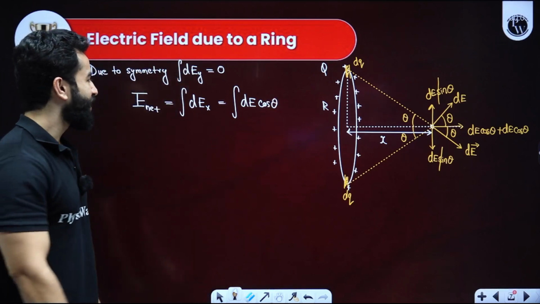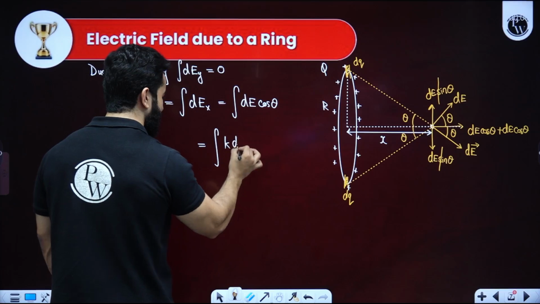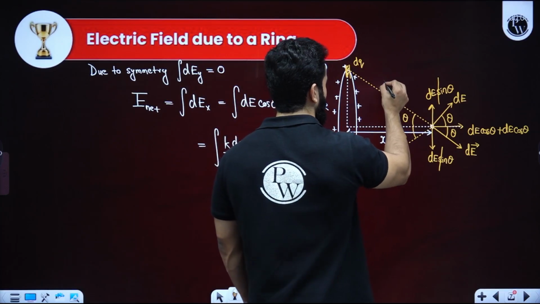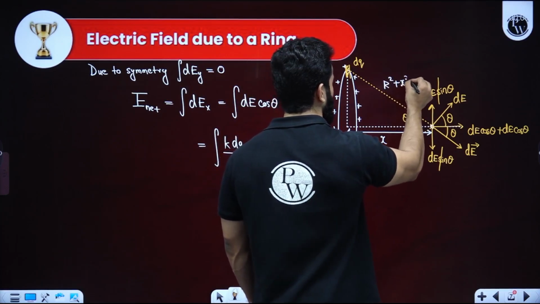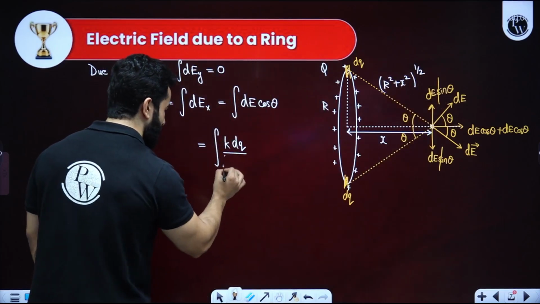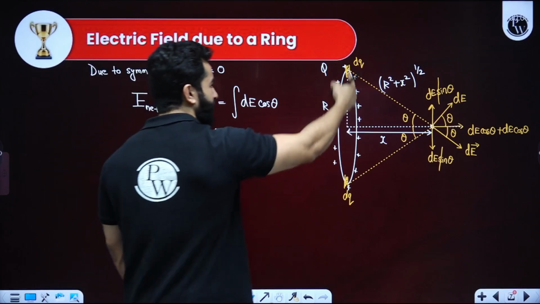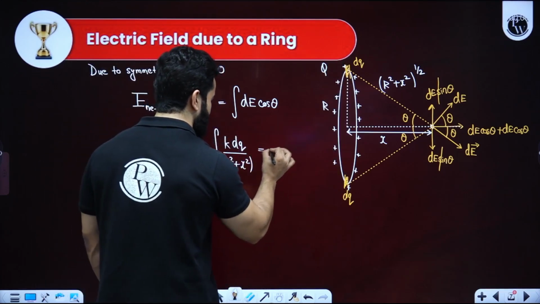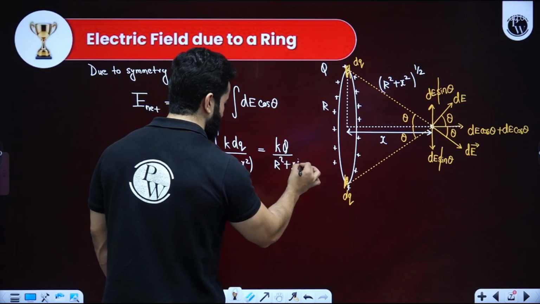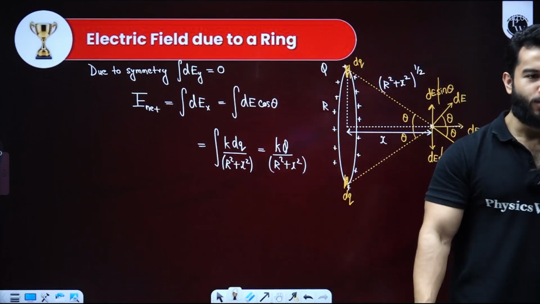Hopefully everything is clear. And what do you mean by dE? So dE is again k dq upon this distance, which is root of r square plus x square. So when you are going to square this thing down, you will get r square plus x square. And when you are going to integrate the whole charge, you will get simply kq upon r square plus x square. That's it.